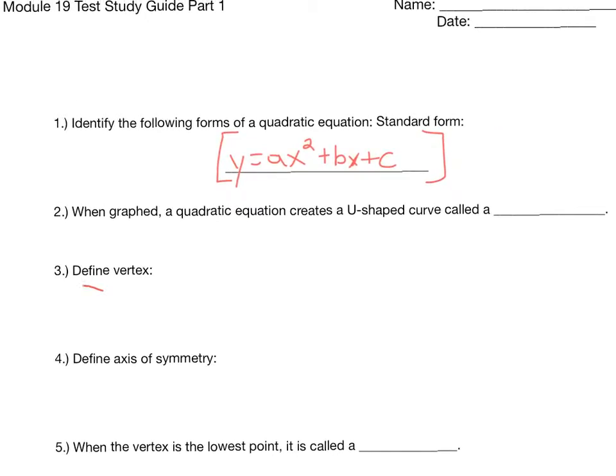Now, when graphed, the quadratic equation creates a U-shaped curve called a parabola. Okay? We call that U-shaped curve a parabola. And it could open up or down. And if you remember from this week's unit and this week's lessons, we could tell whether it's going to be opening up or down just by looking at a. If a is positive, then your parabola is going to be opening up like a smile. And if a is negative, your parabola is going to be opening down like a frown.